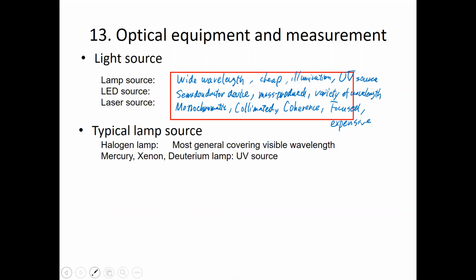And also you can see, as I mentioned, lamp sources are still used for UV light source, a typical purpose of UV light illumination for photochemical reactions, for example. And the typical ones are mercury lamp, xenon lamp, or deuterium lamp, and they are used for UV light sources.